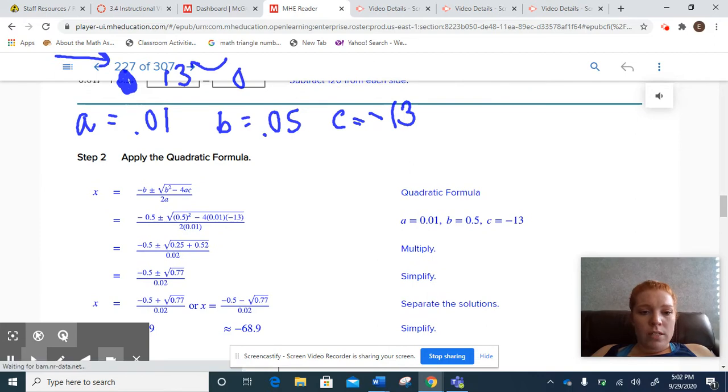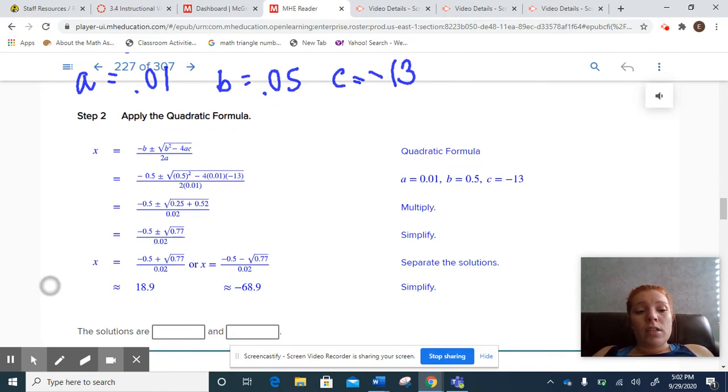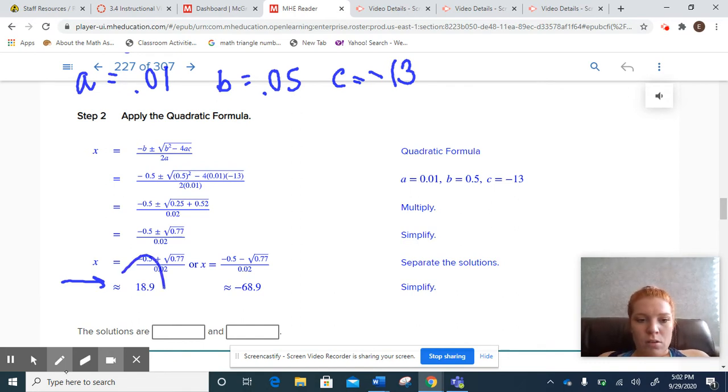They already have it all worked out for us. This is a perfect example. Look at these answers that they have at the bottom. You have approximately, or a rounded number, of 18.9 and negative 68.9. This is a great one for the quadratic formula, because you get rounded decimal answers. So that's your two answers there.